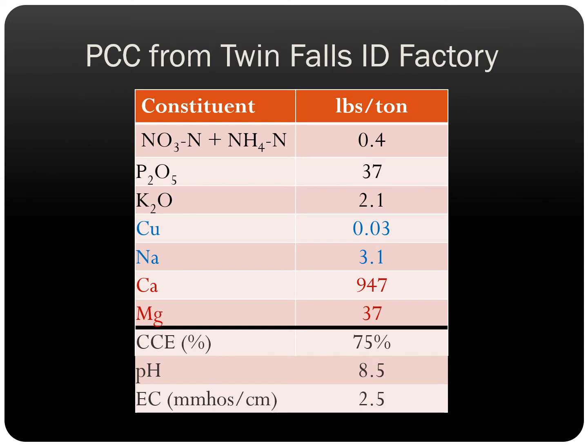The average constituent concentrations from samples of the PCC in Twin Falls, Idaho show that there's very little available nitrogen, ammonium nitrate, in the lime. There is a significant amount of P2O5 phosphorus at about 37 pounds per ton. There's a small to moderate amount of potassium in the PCC. There's very little copper and sodium, two constituents that we're a little more concerned about with regard to toxicity as well as soil structure issues. And of course there's quite a bit of calcium there because it is a calcium carbonate material.